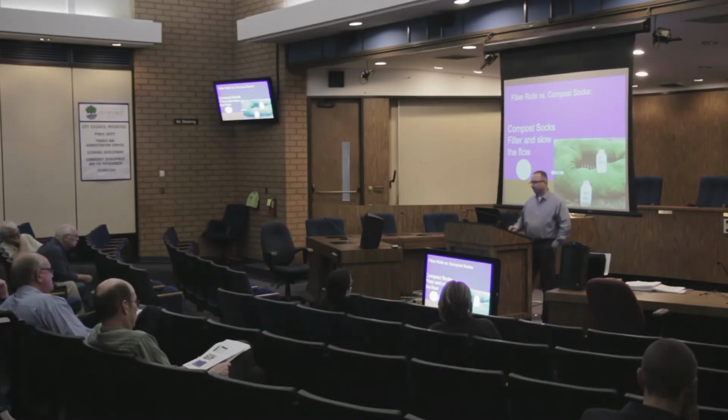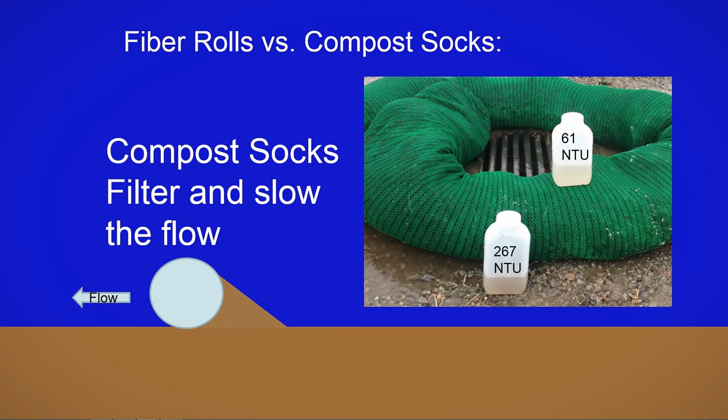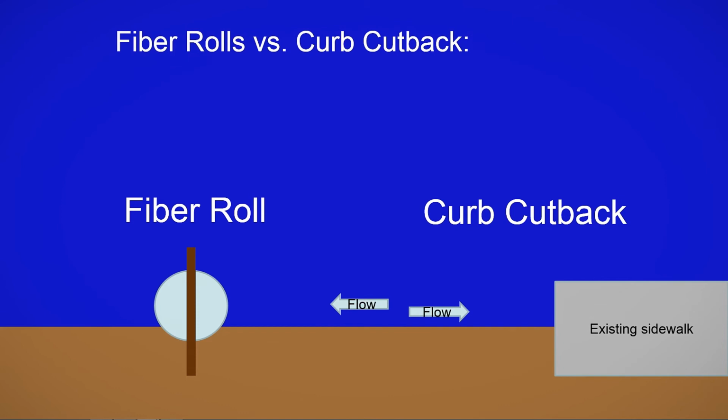All right. So as you can see, they filter, they slow the flow, and even here, real numbers, 267 NTUs by a turbidity meter outside, 61 inside. Now, let's talk about other perimeter controls, fiber rolls versus curb cutbacks. Fiber roll, as we mentioned, goes up and over. But what is a curb cutback?